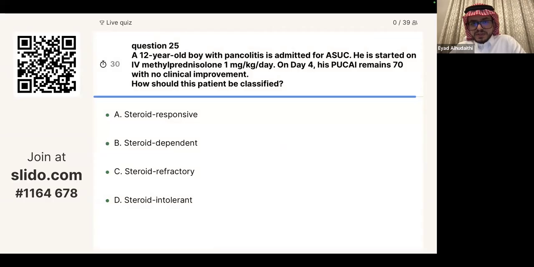A 12-year-old boy with pancolitis is admitted for acute severe ulcerative colitis, started on IV methylprednisolone 1 milligram per kg per day. On day 4, his PUCAI remains 70 with no clinical improvement. How should this patient be classified? Steroid responsive, steroid dependent, refractory, or intolerant.